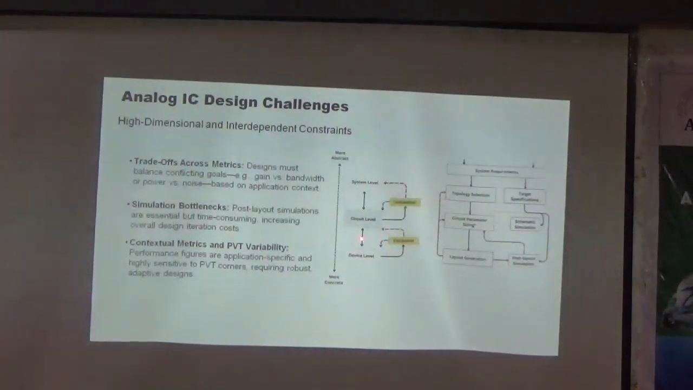So somehow if a designer screws up at the circuit level, he will not get the system level specs. So somehow all three stages are very interlinked. So you start with your system requirement, then you select your topology, then you do the circuit sizing, then you generate the layout, do the post layout. So these are the different steps.